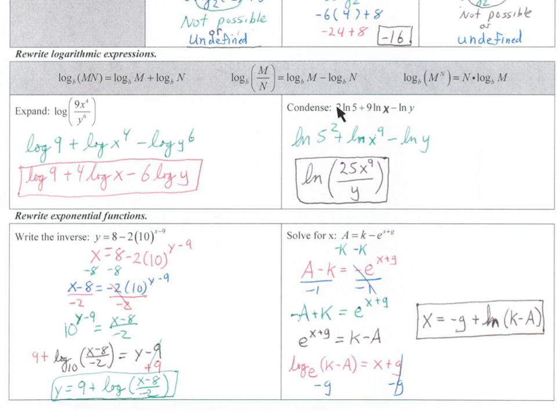And remember, if it's in front, it can be a power, or if it's a power, like here, it can go down in front. It goes vice versa. This is called expanding. This is called condensing.